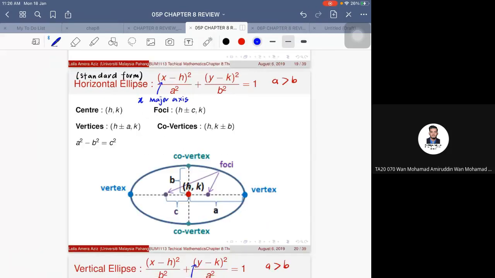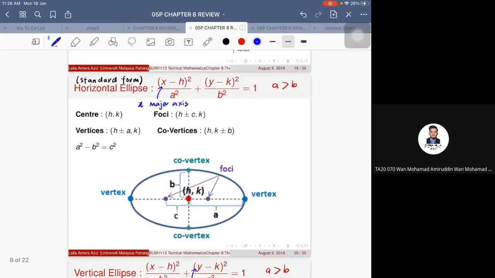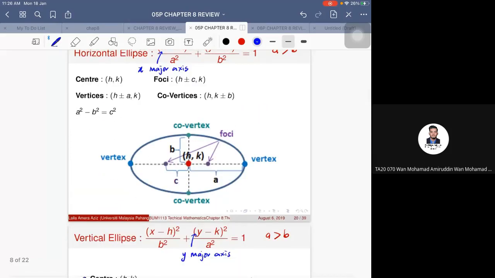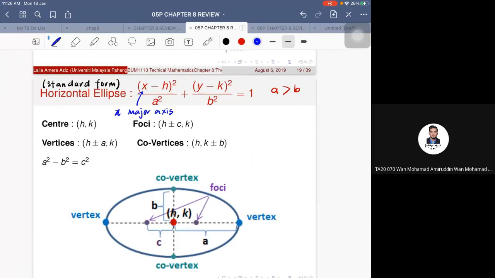Okay, macam mana kita nak tahu dia adalah vertical ellipse ataupun horizontal ellipse? Okay, satu benda yang you kena ingat daripada apa yang saya cerita tadi. So the fact that, nilai A adalah lebih besar daripada nilai B. Sebab nilai A dia adalah jarak daripada center kepada vertices. So dia berada pada major axis. So nilai A ni memang sentiasa lebih besar daripada B.